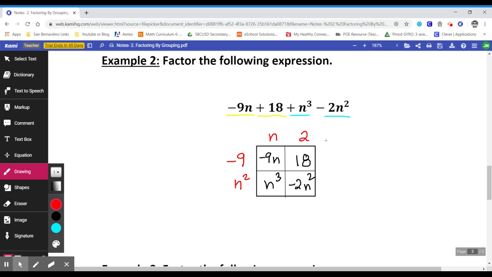And if it doesn't, you need to do something to fix that, to mitigate that. For example, here, if I take a negative 9 multiplied by positive n, then I get negative 9n. Here, n times n squared, n to the power of 3, that's great. But here, negative 9 times 2 is not 18. That means that this is going to give me a negative 18, which means that this needs to be a negative on the outside as well for this to be true.